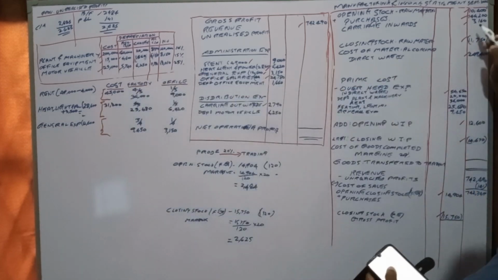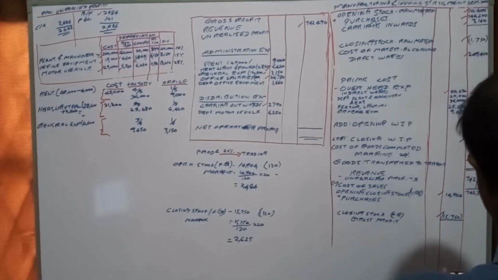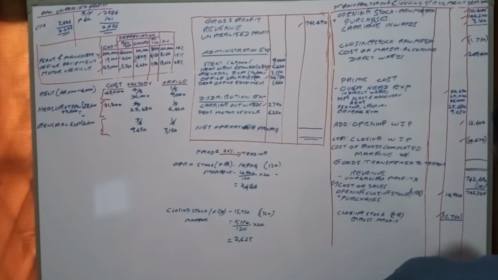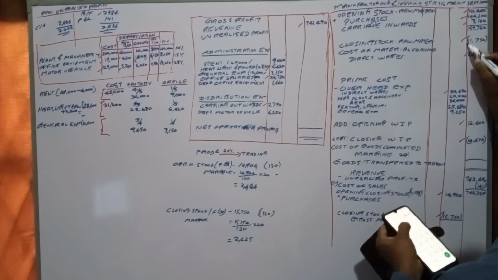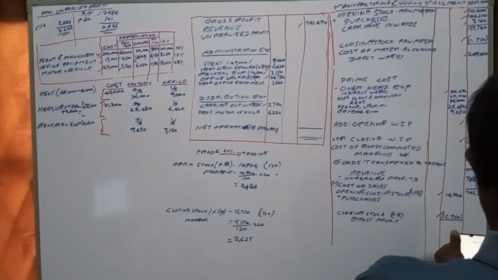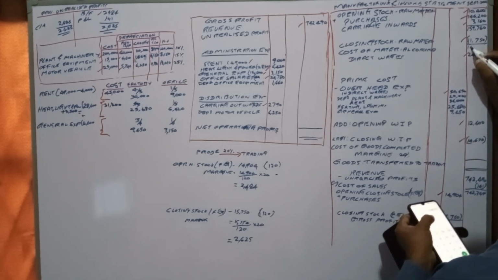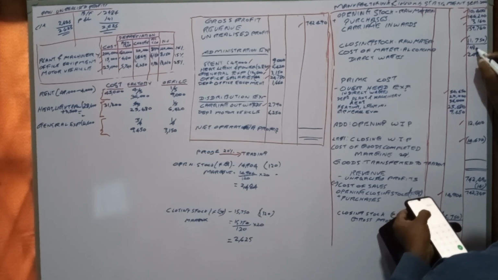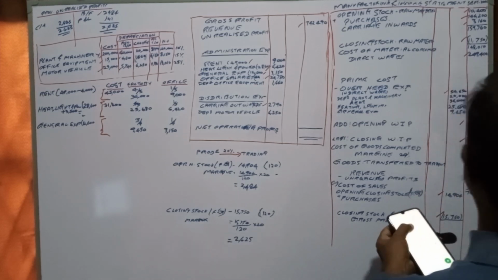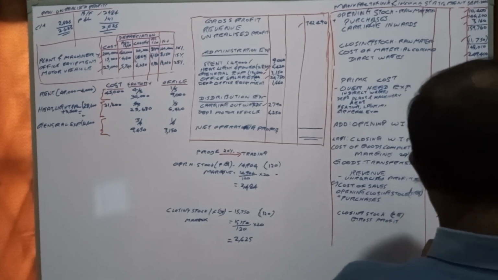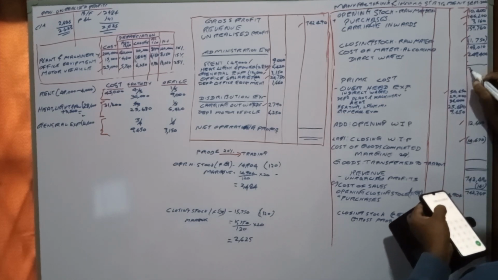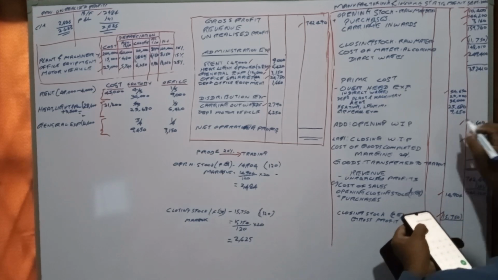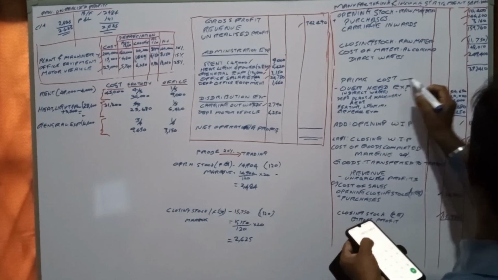Then we add the sums: 10,400 plus 146,200 plus 3,160 is 159,760. If you deduct 11,750 from that, we get 148,010. If you add the direct wages, 249,400, we get 397,410, right? This is the prime cost.